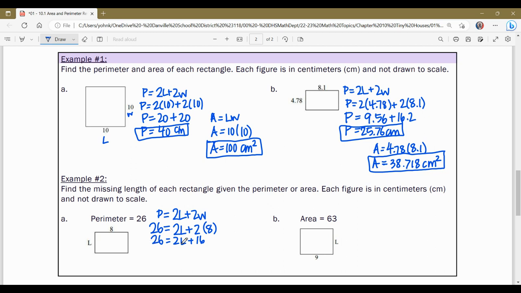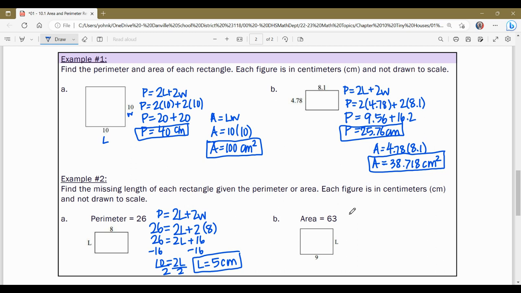Now I need to figure out what the length is. So this is a linear equation from algebra. I can subtract 16 from the left and get 10 equals 2L. 2L means 2 times L. I can undo that by dividing both sides by 2. And L gives me 5 centimeters. Length and width are regular units. So whatever your units are, leave them, don't square them.